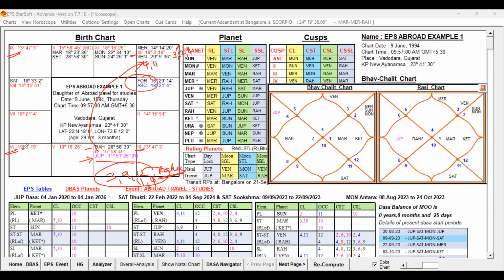And the 6th lord is also present. That Jupiter is also aspected by Mars, the 10th lord, from the 10th house itself. So 6 and 10 are also connected. It can also favor abroad travel or job prospects abroad.